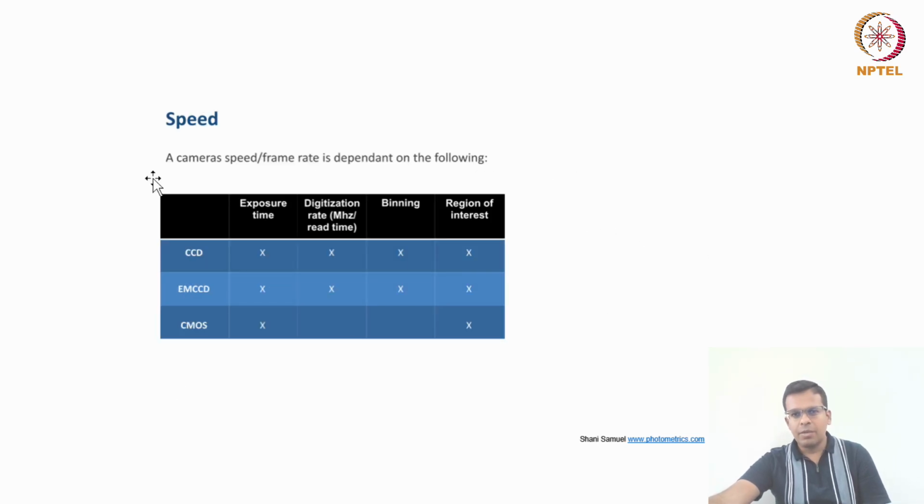Coming to speed, camera speed or frame rate depends on the following parameters: the exposure time, digitization rate, binning, and region of interest. The speed of a CMOS camera depends only on the exposure time and region of interest. So if you really want very fast imaging, you can go for an sCMOS camera by reducing the region of interest. Binning and digitization read time are not limiting for the CMOS camera.